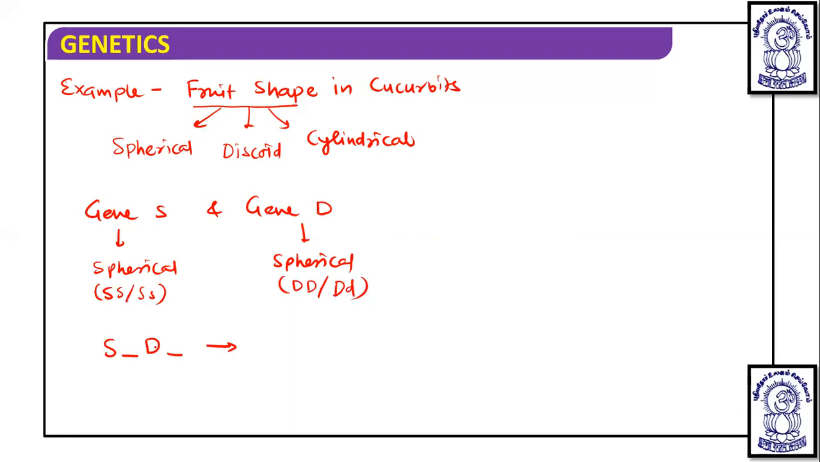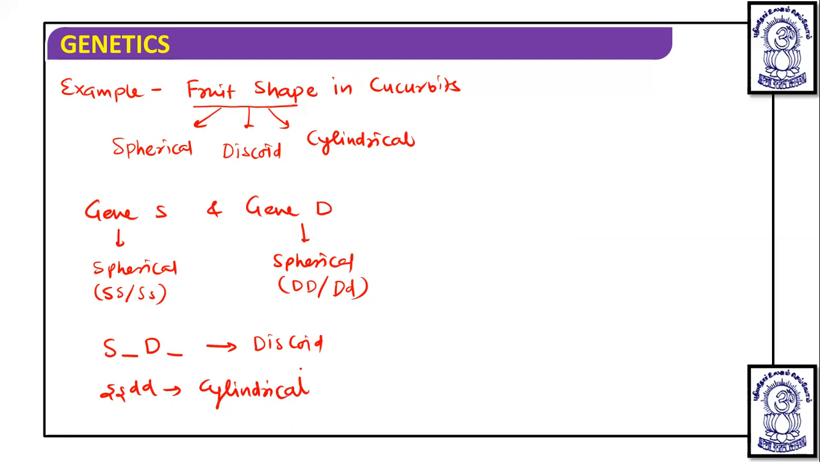If you take capital S, capital S, capital D, capital D; capital S, small s, capital D, capital D; capital S, small s, capital D, small d; capital S, capital S, capital D, small d. Like this, you can take anything here and make several combinations. Then they will produce a discoid. And if there is a small s, small s, small d, small d, then it is going to produce a cylindrical.